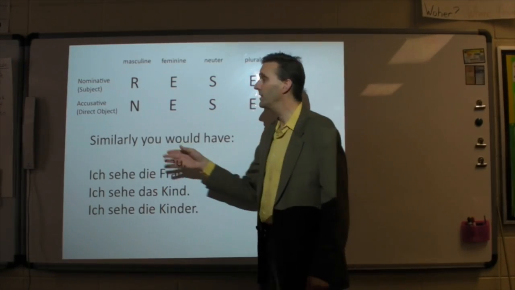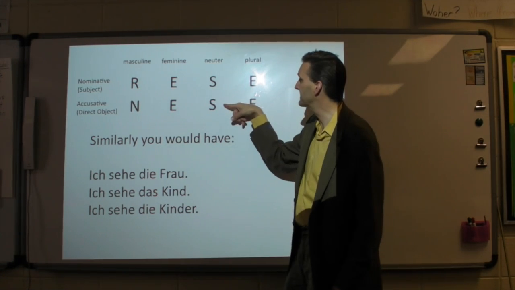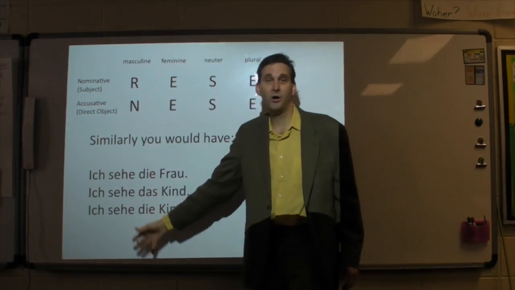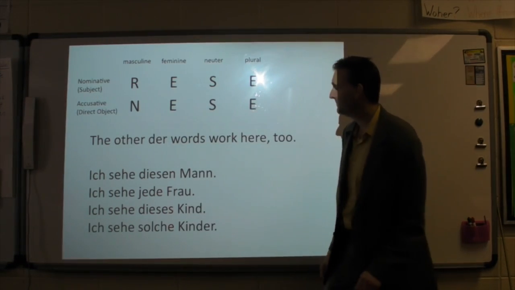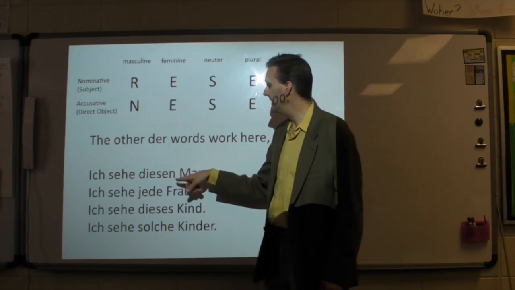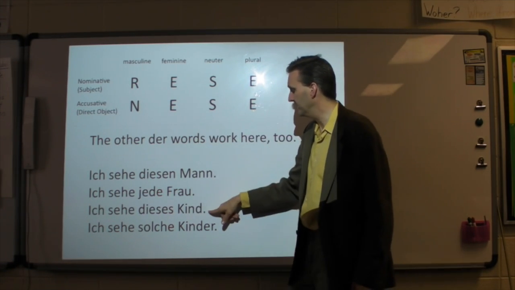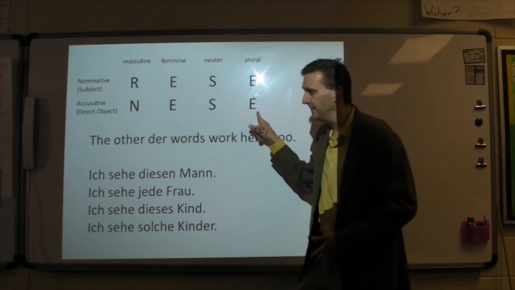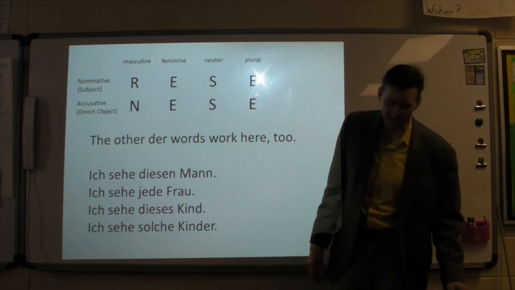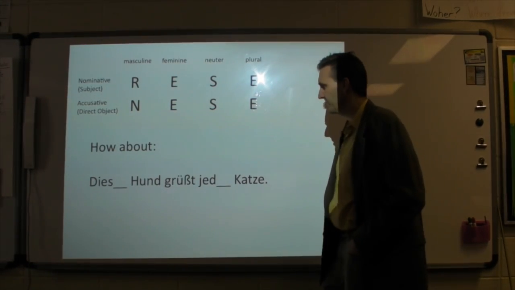And similarly, you would go through the other ones like this. Ich sehe die Frau, feminine. Ich sehe das Kind, which is neuter. And ich sehe die Kinder, which is plural. Those are all functioning as the direct object. And all of those other der words function here as well. Ich sehe diesen Mann. Ich sehe jede Frau. Ich sehe dieses Kind. Ich sehe solche Kinder. Okay? So I can use any of those der words, dieser, jeder, welcher, etc., and get all these endings here. So let's try a practice one, okay?